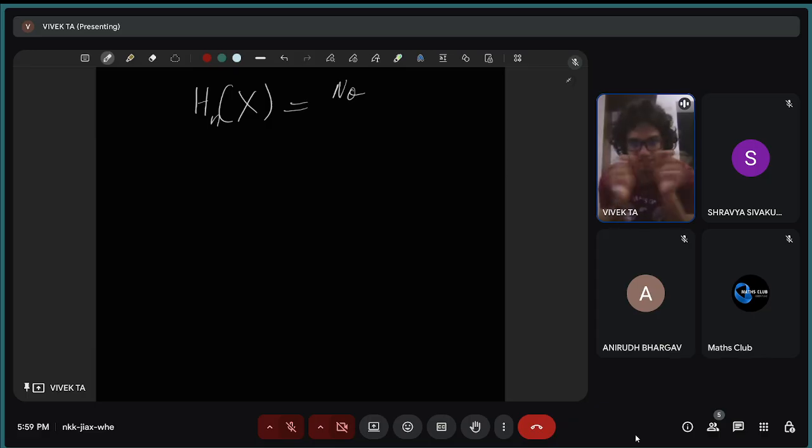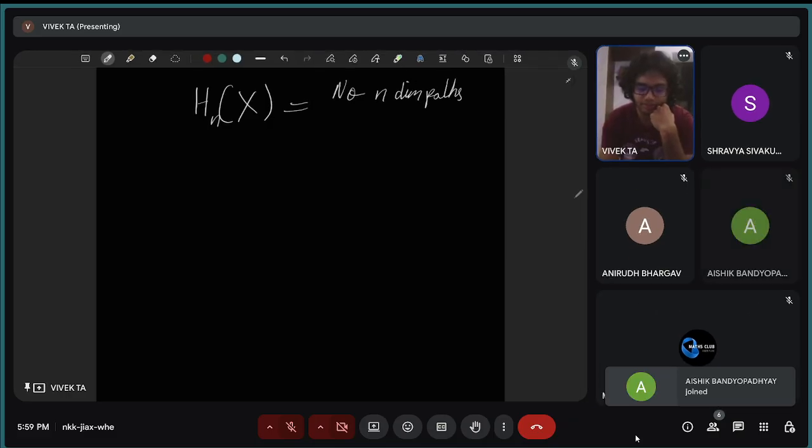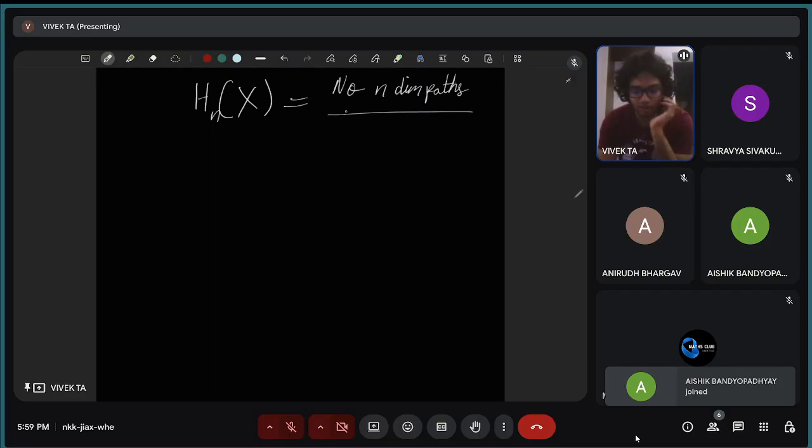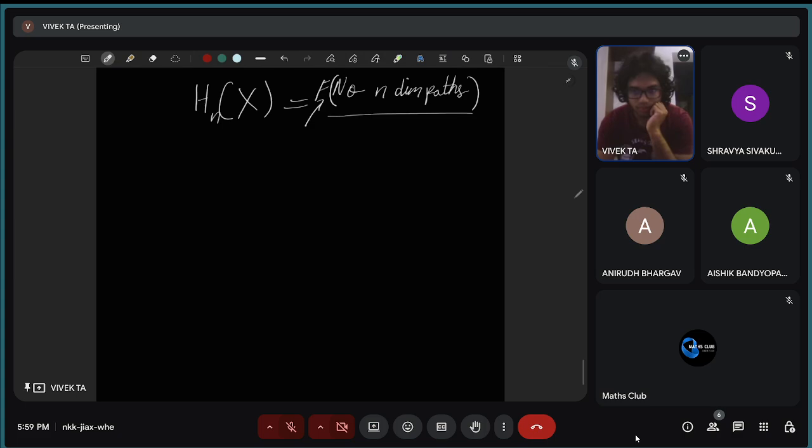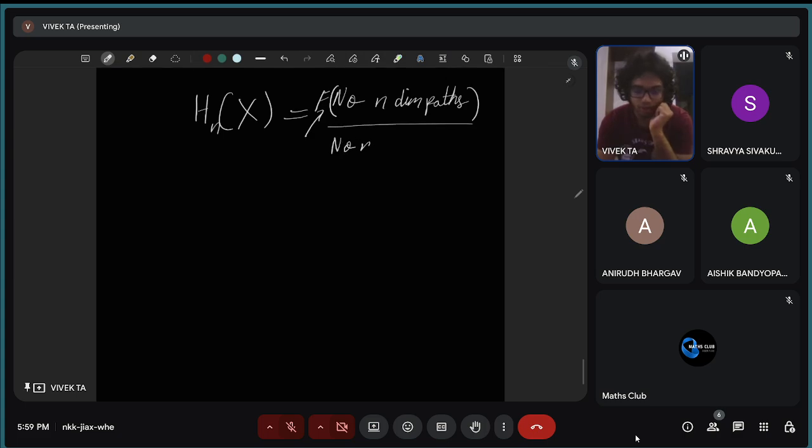That's all. One-dimensional paths are lines. Two-dimensional paths are planes. So number of n-dimensional paths modulo. Now these form a group in some way, or rather some form of this thing forms a group. But for simplicity purpose, just think of it as number of n-dimensional paths modulo number of n-dimensional paths with n plus 1 volume.